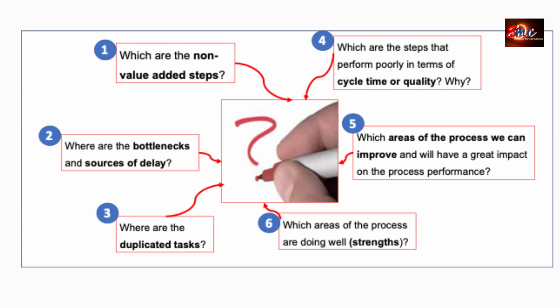To help you do that, we have outlined a few questions for you to consider as shown above. 1. Which are the non-value added steps? 2. Where are the bottlenecks and sources of delay? 3. Where are the duplicated tasks? 4. Which are the steps that perform poorly in terms of cycle time or quality? Why? 5. Which areas of the process can we improve that will have a great impact on the process performance? 6. Which areas of the process are doing well, the strengths?